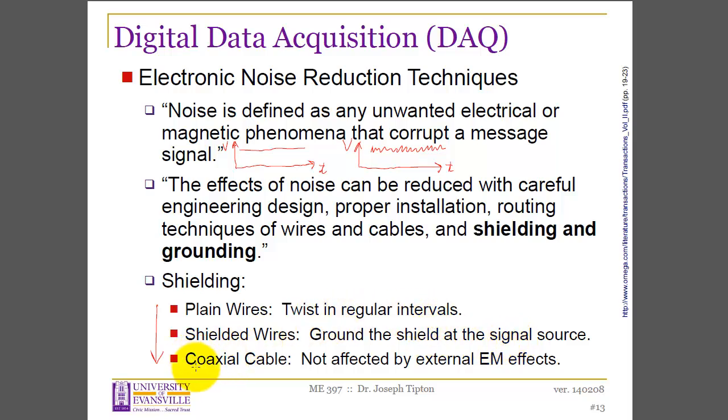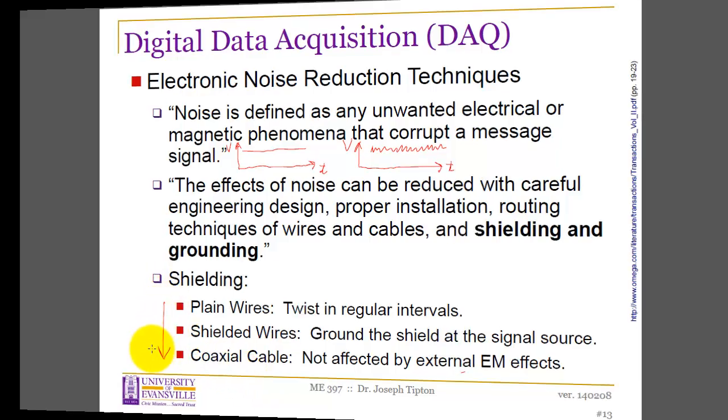And then the coaxial cable, like an old cable system. You've probably used those in electrical engineering classes. Those are already grounded, not affected by any external electromagnetic effects. So here's the increase in cost with those different techniques.